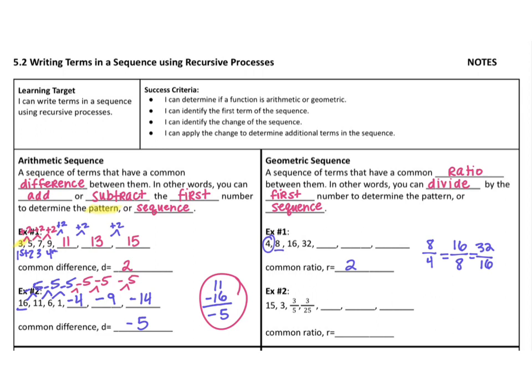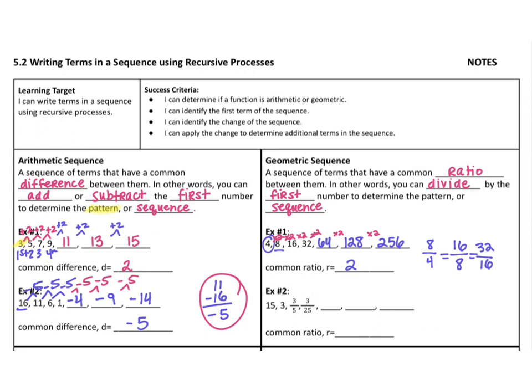So, okay, what if we move to multiplication? 4 times 2 is 8. 8 times 2 is 16. And 16 times 2 is 32. So this time it's multiplication, just times 2, times 2. So in order to continue that pattern, we need to multiply by 2 each time. So let's go ahead and do that. 32 times 2 is 64. 64 times 2 is 128. And 128 times 2 is 256.